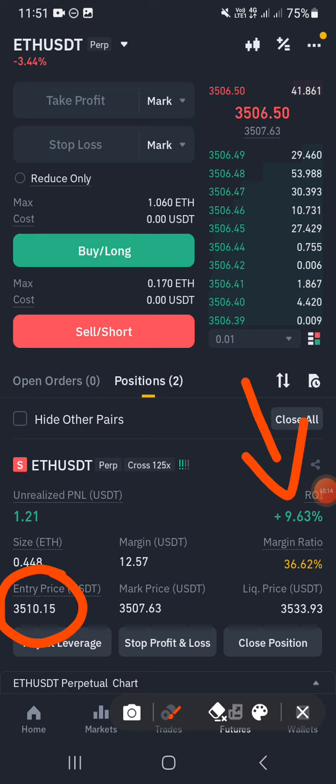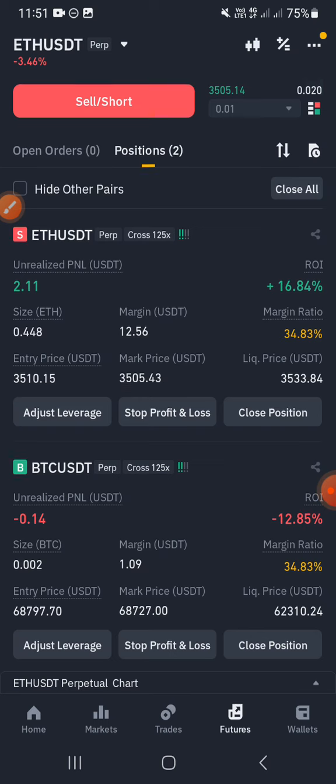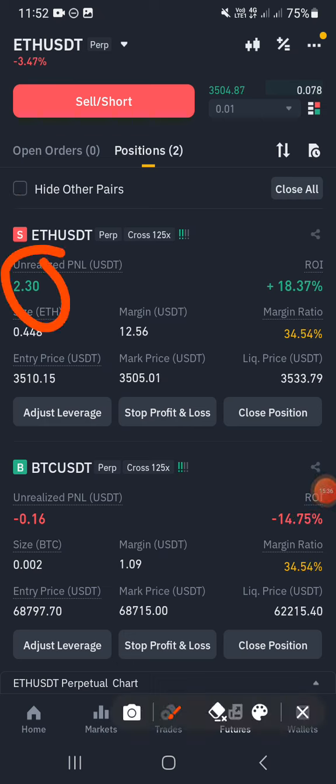See, I'm already making profit here right now. That is the advantage of dollar cost averaging. That is why it is an amazing strategy when you deploy it very, very well. So if I decide to close this trade now, look at the profit already. I'm already making 2 point something dollars. So I hope you understand clearly how to apply DCA in your trading so that you don't chicken out.